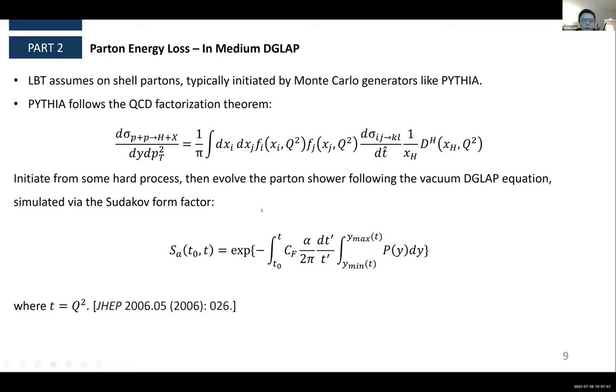And the LBT evolution is not the only energy loss mechanism in heavy-ion collisions. Because it assumes on-shell partons, and those on-shell partons are typically initiated by Monte Carlo generators like PYTHIA. And PYTHIA follows the QCD factorization theorem, which initiates the parton shower from some hard processes, and then evolves the parton shower following the vacuum DGLAP equation simulated by the Sudakov form factor.